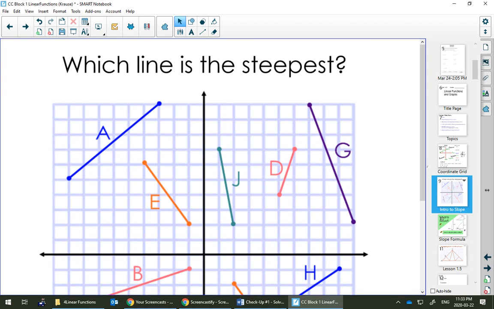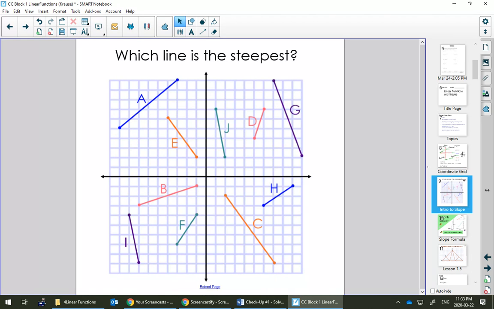All right, so on to slope. I'm just going to change my window settings here. On to slope. So the first question I have for you, and obviously we can't all join in to answer, but hopefully you're answering from home. Which line is the steepest? So if you're looking at this graph, the question is, which line is the steepest?